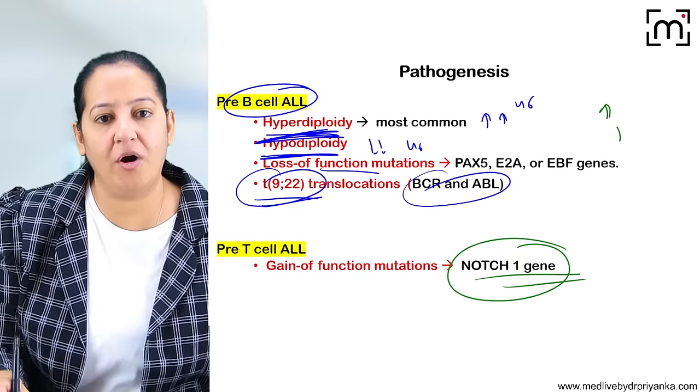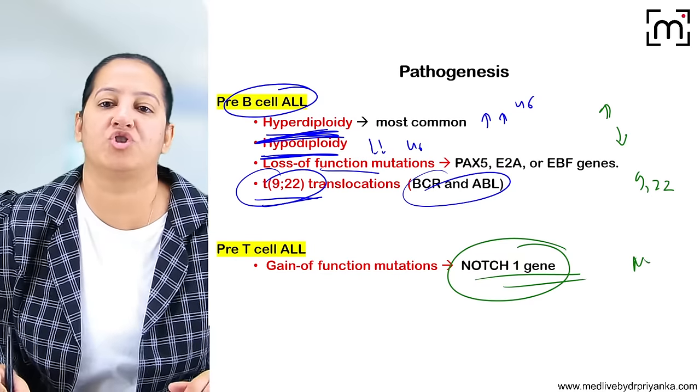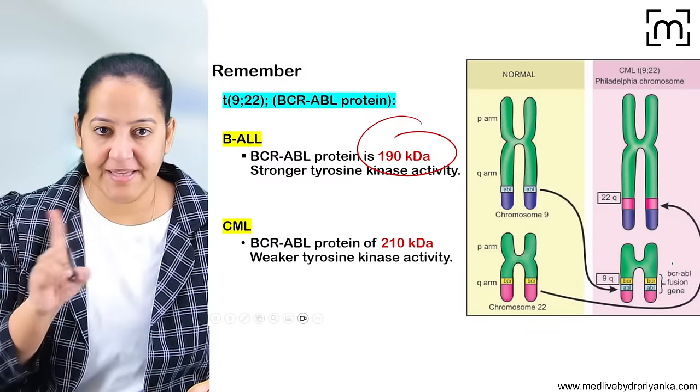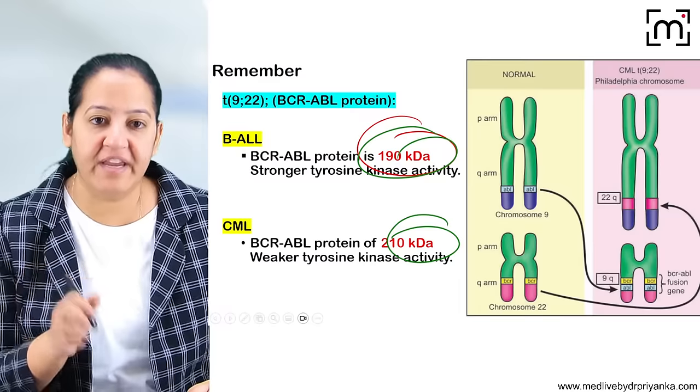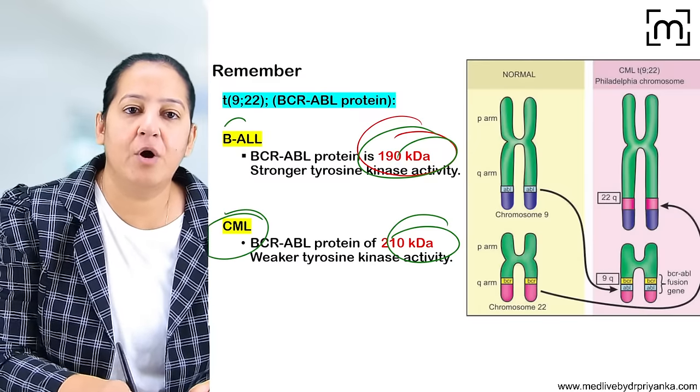Either hyperploidy or hypoploidy or 9;22 translocation or NOT gene. These are the mutations here. And based on the size of the fusion gene, we can differentiate: is it CML or is it ALL?